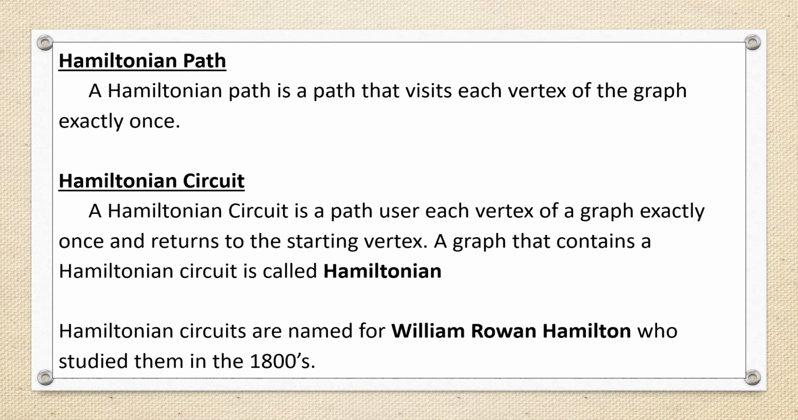And then Hamiltonian circuit is a path using each of the vertices of a graph exactly once, and we have to return to the starting vertex. So, a Hamiltonian circuit is also called Hamiltonian. And then, this particular graph is named after William Rowan Hamilton. Okay? And then, yung kay Euler naman, yung Euler path and Euler circuit or Eulerian graph is named after kay Leonhard Euler.